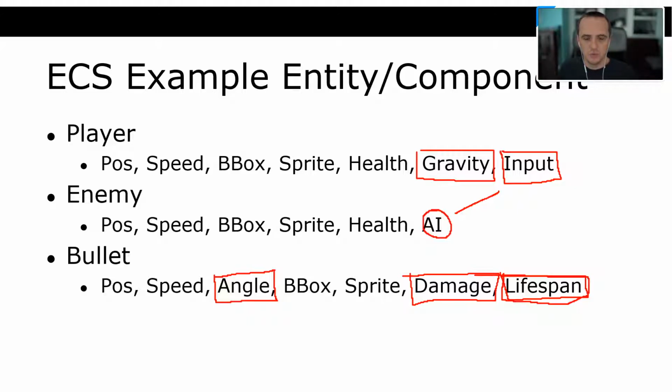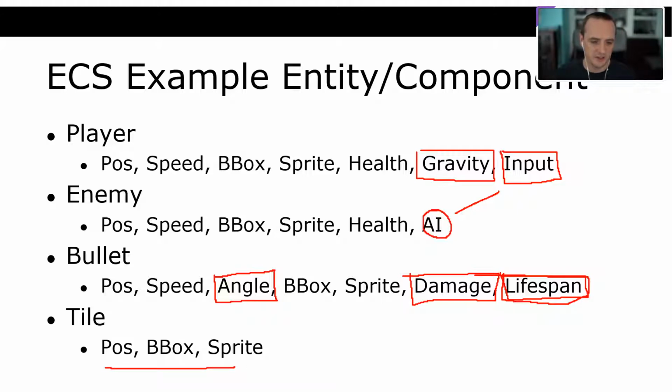And what we then do is in our lifespan system, we say if any entity is alive for a longer duration than its lifespan, then we just kill it, or destroy it. So that way, all we have to do in order to implement the functionality of a temporary duration on an entity is just give it a lifespan component. And no other logic has to be done. And then we have things like tiles, which are very simple. They may take a position, a bounding box, and a sprite only.